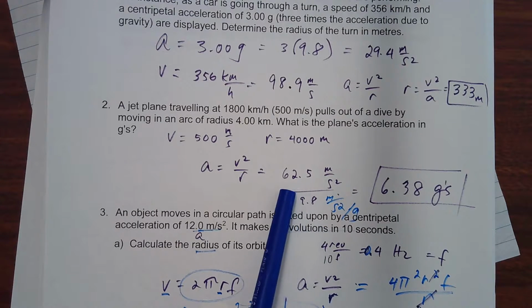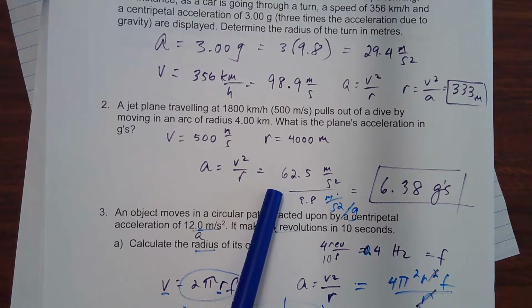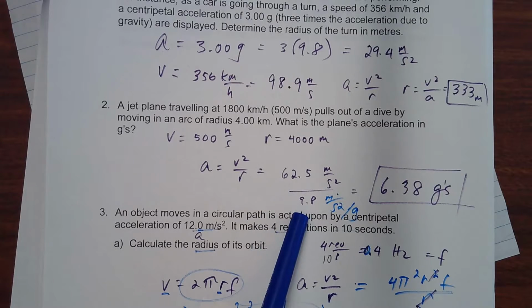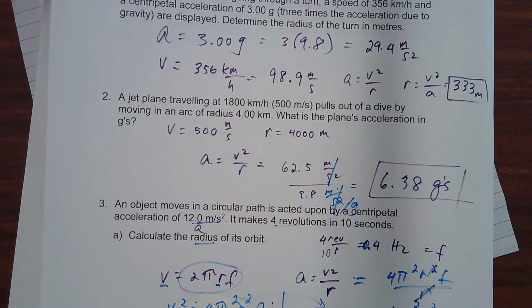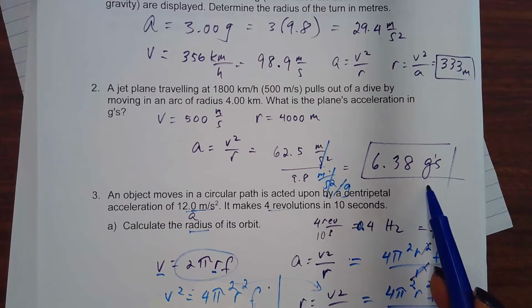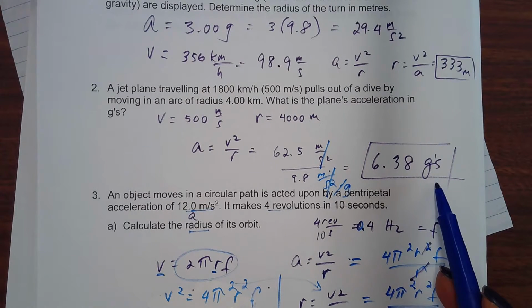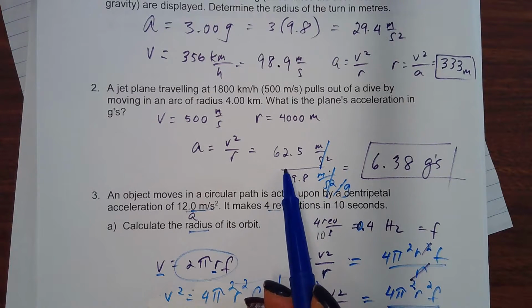So if you're spinning with this acceleration, how many g's are acting on your body? You divide it by 1 g, which is 9.8. You see the meters per second squared will cancel, and you're left with just a number that tells you how many g's you have. It's not a formula. You're just saying, okay, this is how much.